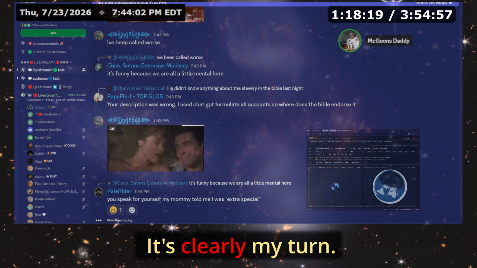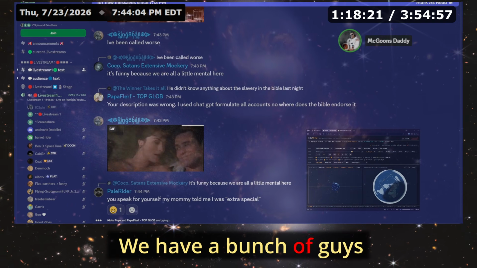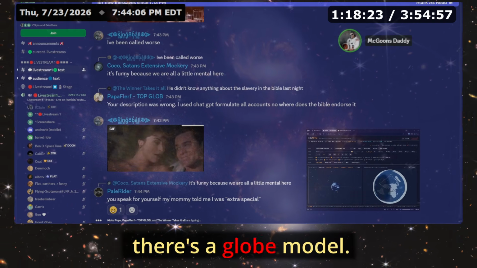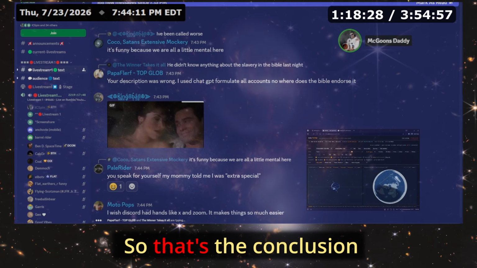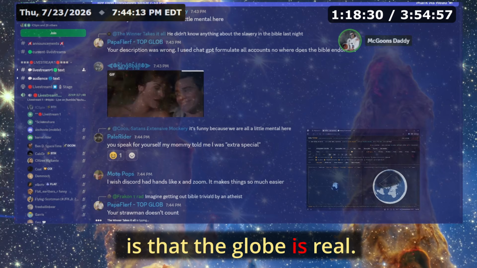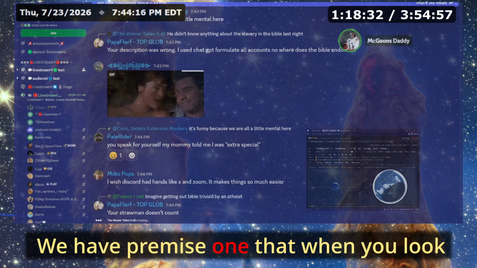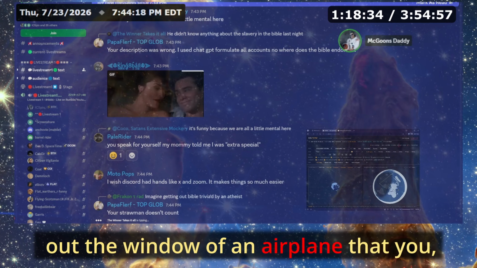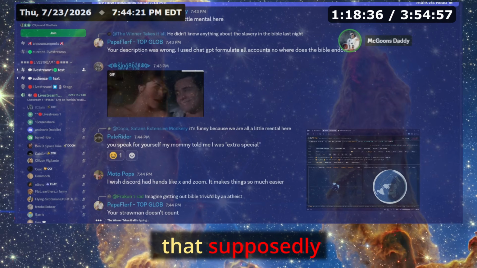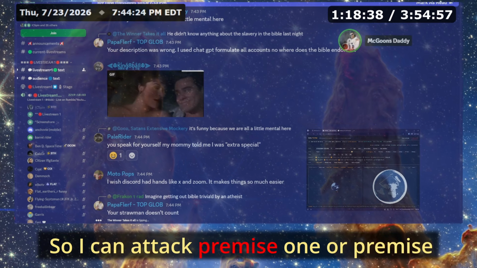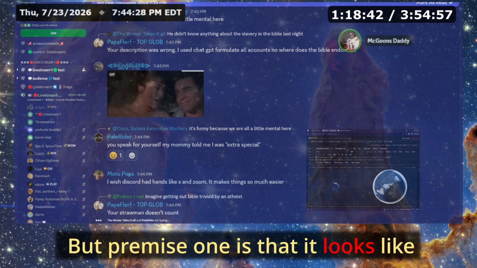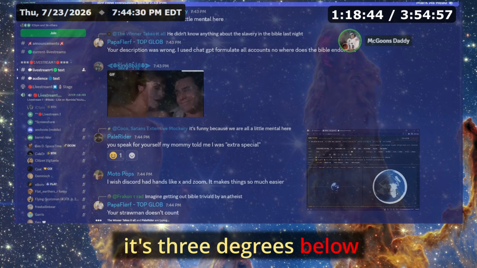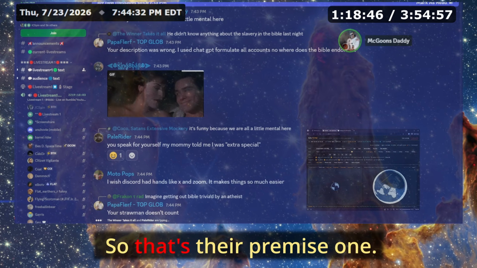Please be quiet. It's clearly my turn. We have a bunch of guys claiming that there's a globe model, that the globe is real. So that's the conclusion. We have premise one, that when you look out the window of an airplane, it supposedly looks like it's 3 degrees below eye level, is what they say. So that's their premise one. I could attack premise one or premise two, but there's not even a premise two.